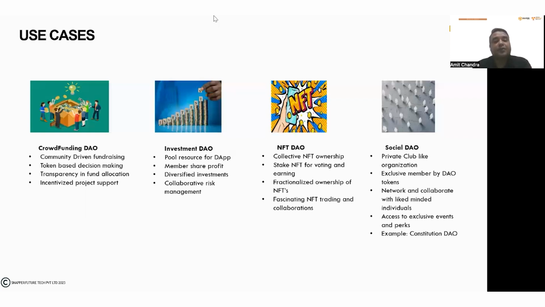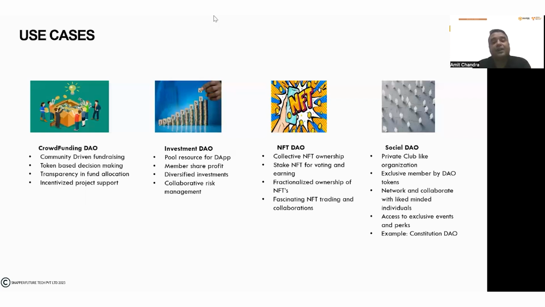There is an investment DAO. It's a member share profit. Suppose a proposal is submitted to invest in a company, and once that proposal has been accepted, the company shares will be divided among the members, and if that startup grows, then their shares will also grow. So that kind of investment DAO is there.